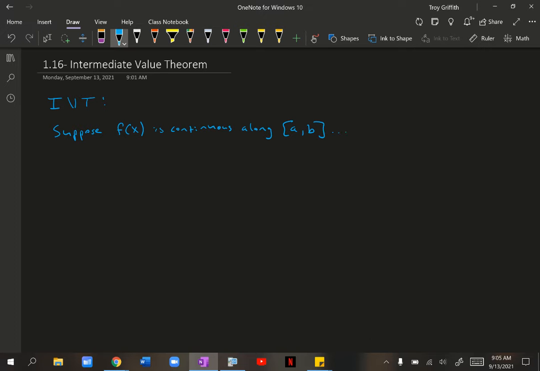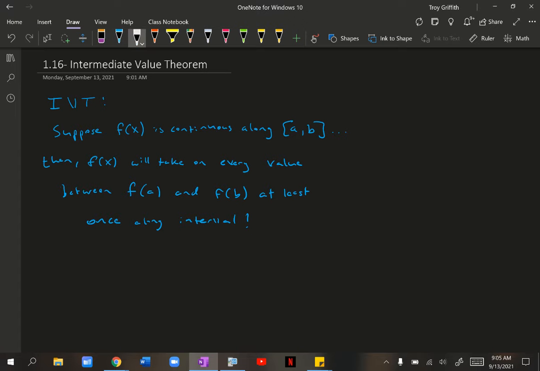If this condition is met, then what we can say is f of x will take on every value between f of a and f of b at least once along the interval. So if we are continuous from a to b, then our function will touch every single value between f of a and f of b at least once along the interval. If you draw a picture, this makes sense.